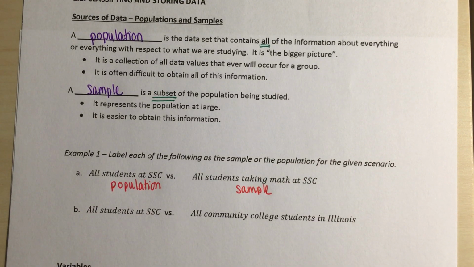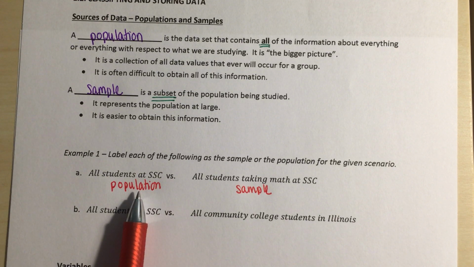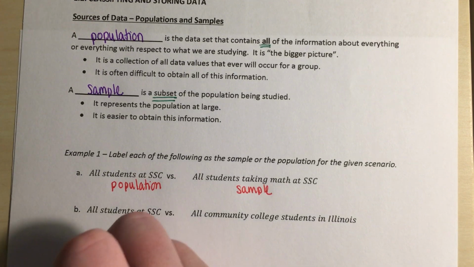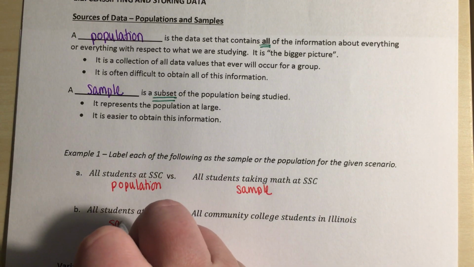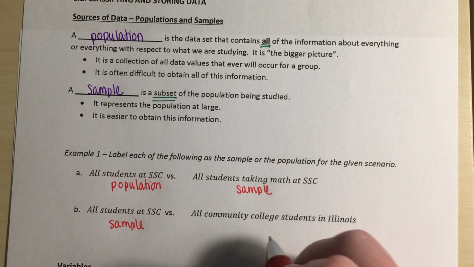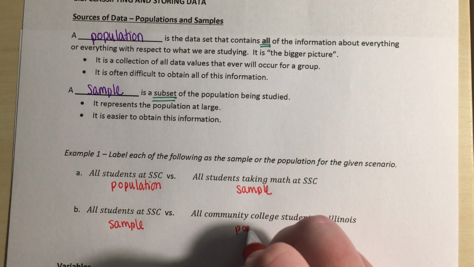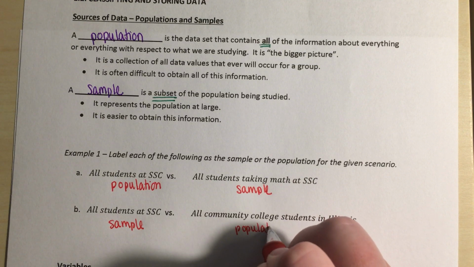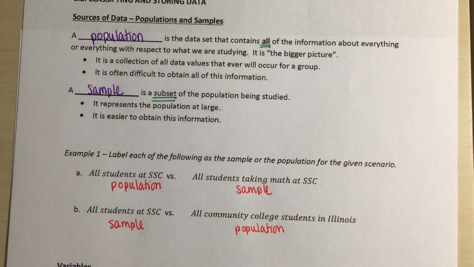Now if we take all students at South Suburban and compare them to all community college students in Illinois, all of a sudden what was our population in our last example is now our sample, because this is now the smaller group out of the two. This is now the subset, and the population is that larger group which we are drawing from. As we're going through, just remember population means all, and our sample means our smaller group that we're looking at.